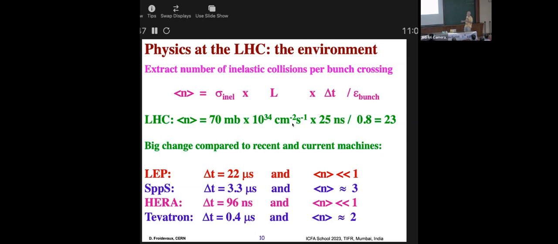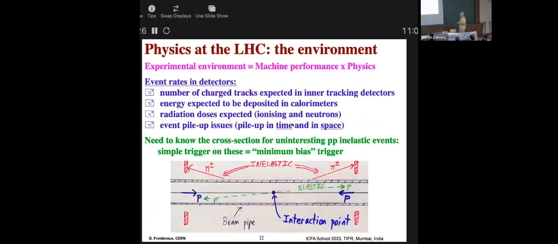At LEP, of course, the times were very, very much longer, and the average number of interactions was very small. So basically, there was no trigger problem, no problem of pileup, nothing. Where we discovered W and Z, this was also a very small problem. HERA was as close as you could get to the 25 nanoseconds before the LHC started, but had a very small number of interactions per bunch crossing, and Tevatron went up to about 2 or 3 interactions per bunch crossing at the highest luminosities, but had 400 nanoseconds between bunches. So a big step forward into the unknown.